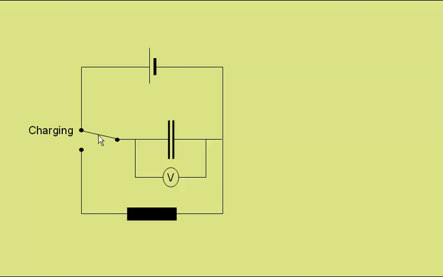As long as the switch is in this position, charging will continue until the potential difference across the capacitor equals that across the cell. With the switch now moved to this position, there will be discharging of the capacitor. The charge will rearrange, passing through the resistor.